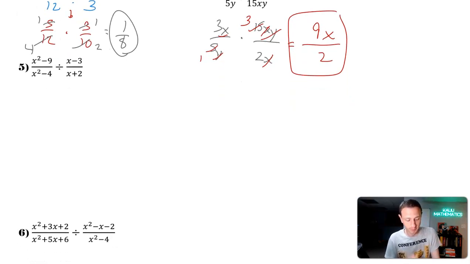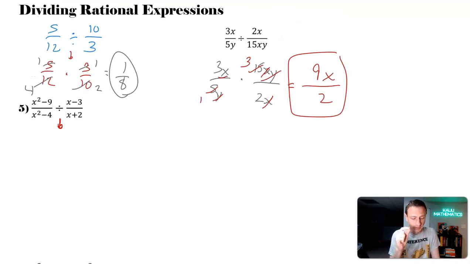So let's look at number 5. The first thing I would do is just get in the habit: I see division, I'm going to change that to multiplication and take the reciprocal. You could factor everything if you want while you're doing this, but just make sure you realize this is a division question. You're not able to simplify until it becomes multiplication.